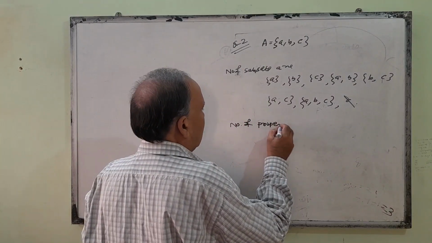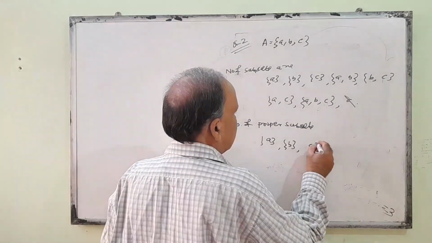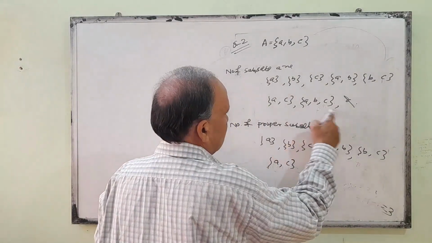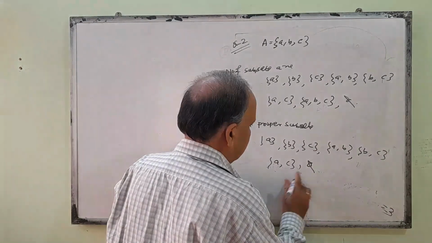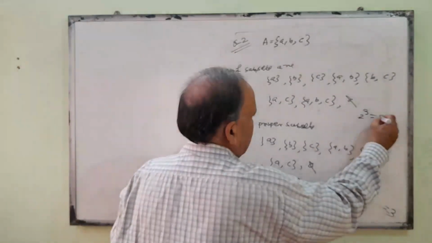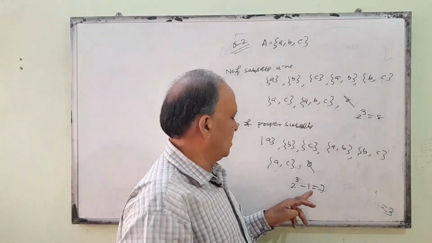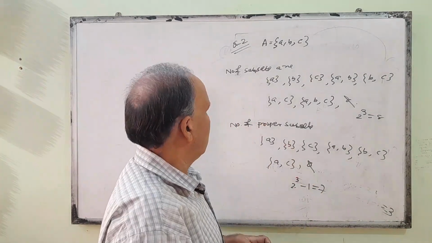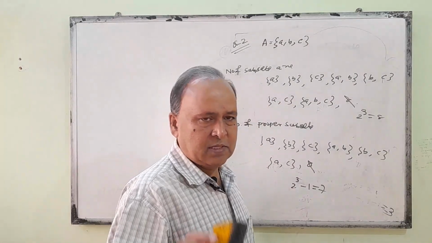But the number of proper subsets, you can do it. Here the proper subsets are {a}, {b}, {c}, {a, b}, {b, c}, {a, c}, and the empty set. You remove {a, b, c}. So 2 to the power 3 minus 1, that is your 7. Here 2 to the power 3 is equal to 8. It is very important, it will come in your exam. These are the subsets and these are the proper subsets.